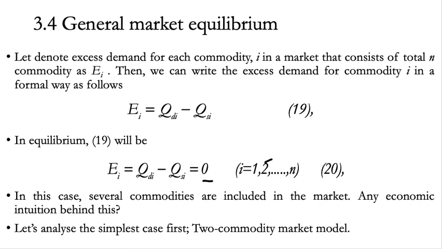As you can see, because we are talking about general market equilibrium, we include several commodities in the market. Let's look at the simplest case of several commodities, that is the two commodity market model. We use general equilibrium analysis, and we use the generic form to analyze it first. Later you can see a numerical example after that.